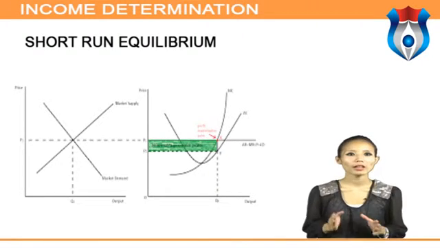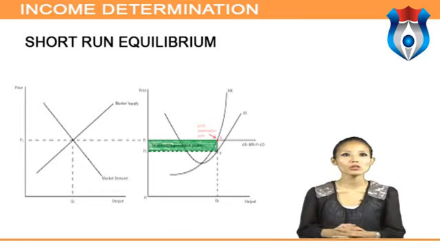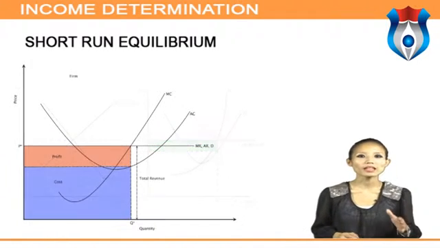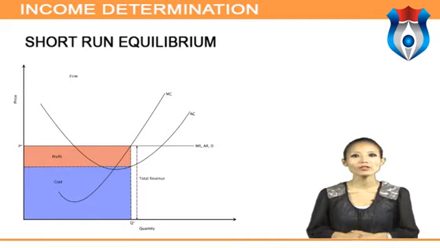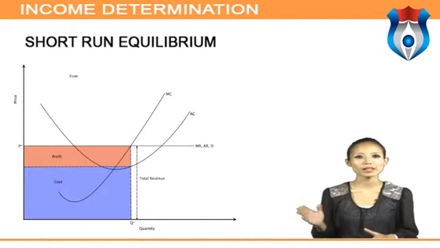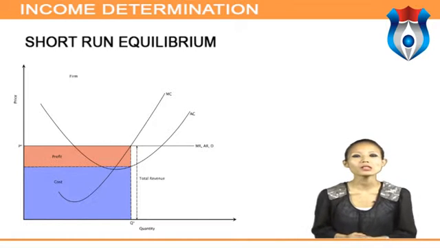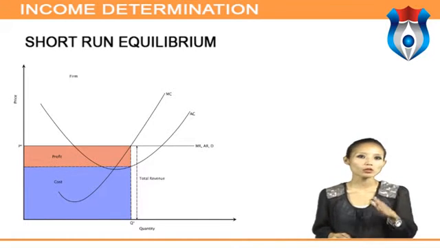Number 2: AR lesser than AC, equal to subnormal profits. The second firm with AC2 as its average cost curve is a less efficient firm. Its average cost curve passes from above the MR equal to AR curve.